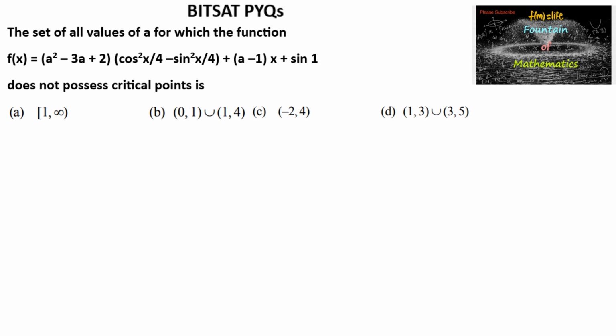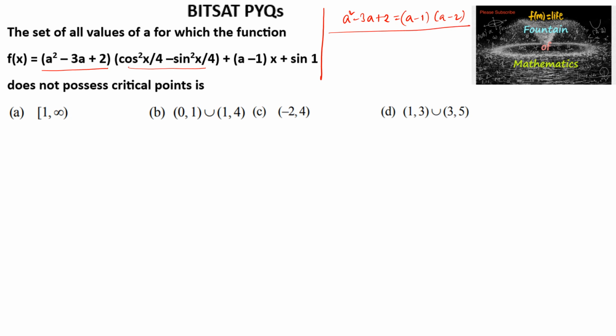We need to find the values of a for which the function f(x) = (a² − 3a + 2)(cos²(x/4) − sin²(x/4)) + (a − 1)x + sin 1. So let us use the property here. Our a² − 3a + 2, we can write it as (a − 1)(a − 2) by factorization.